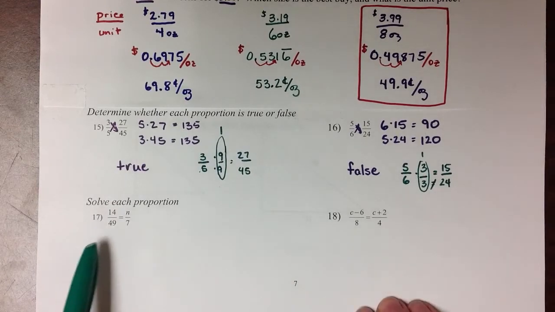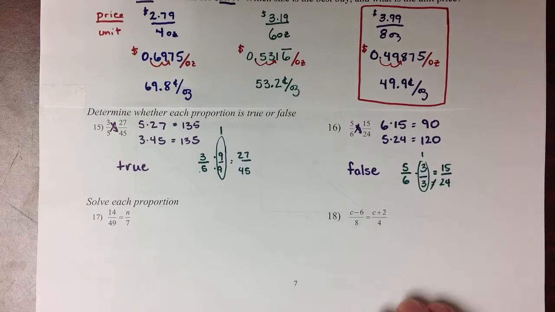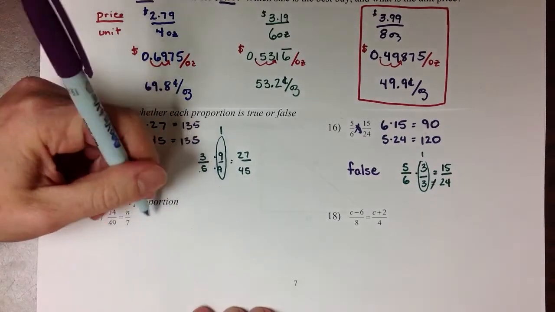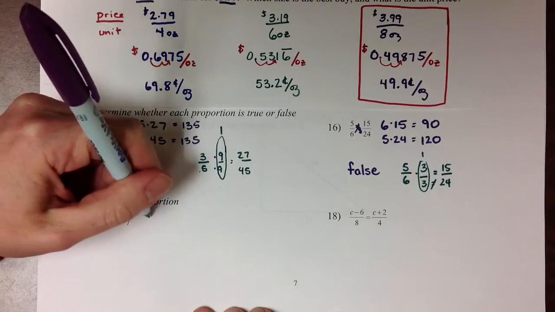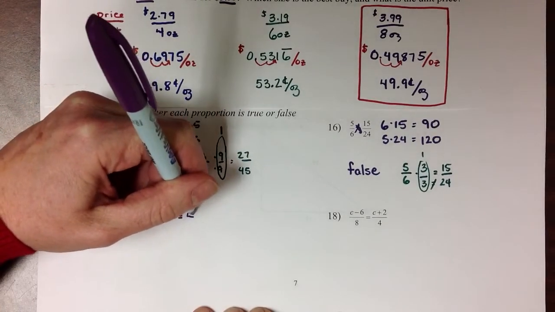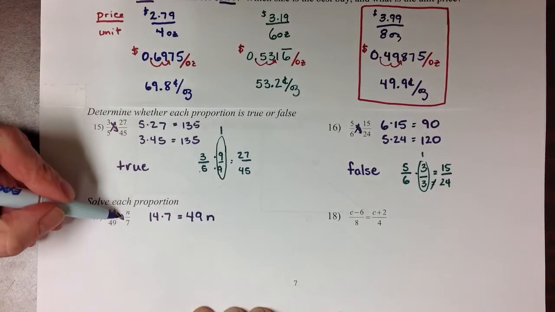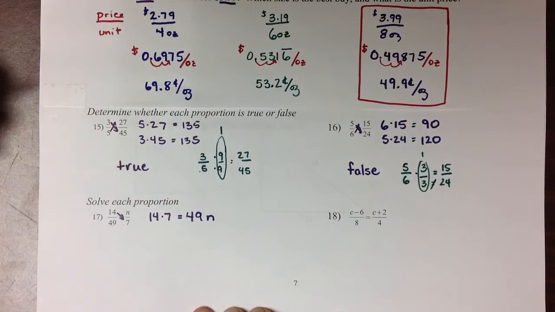But when we get down to problems like 17 and 18, especially 18, where our numerators have little mini expressions of their own in them, you'll see how cross products can really come in handy. So using what we know about cross products, I'm going to set up an algebraic equation where I say that 14 times 7 needs to equal 49 times n, because I want this proportion to be true.